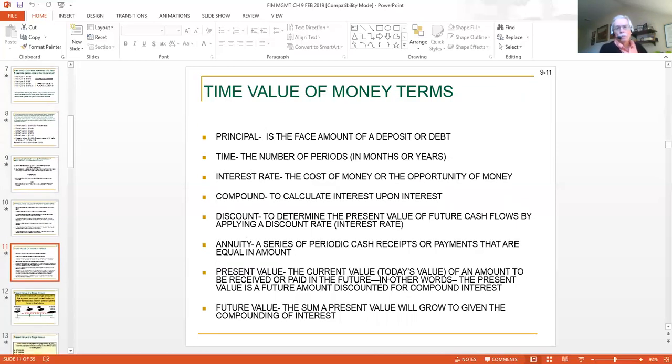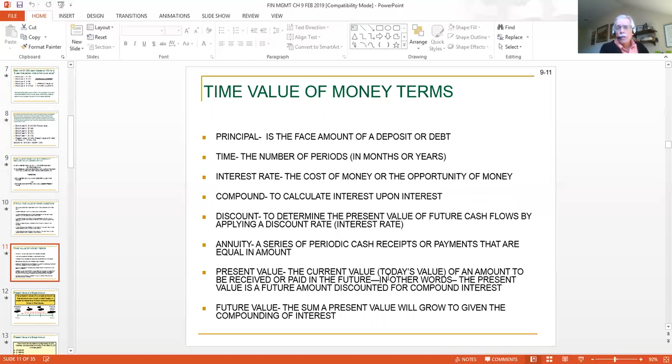Some typical terminology: the principal, that's the face amount of a deposit or a debt. The time, these are the number of periods, oftentimes in years, but can be in months as well. Could be actually in days. We're not likely to do a daily problem. We're likely to do problems that are in years or months.